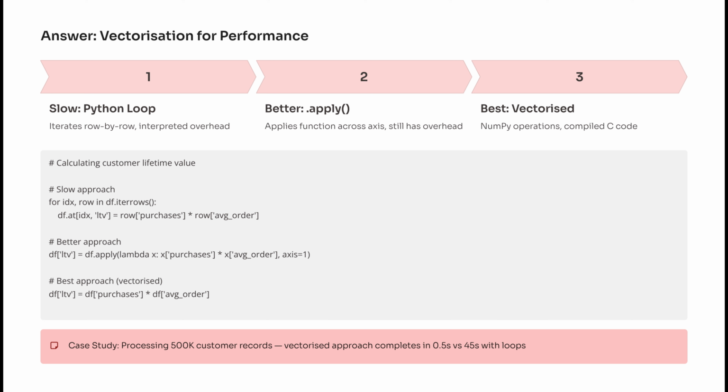That answer tells the interviewer you understand both performance trade-offs and when to use each approach, which is exactly what they're testing for. So, remember, if performance matters, vectorize whenever you can. Save apply for when you need flexibility, not speed.